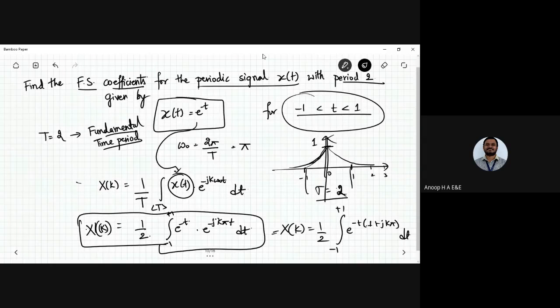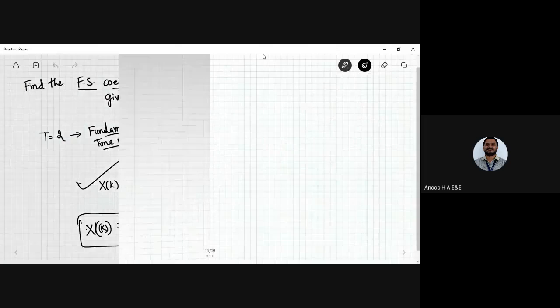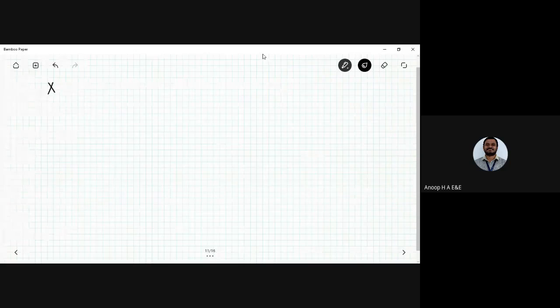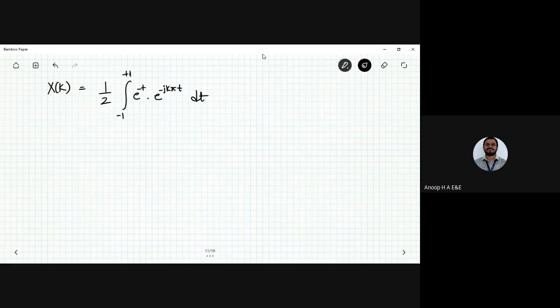From here on, it is with respect to mathematics only. Okay, so can you evaluate the limits and tell me the answer quickly? I'll write it here again. X of k would be equal to 1 divided by 2, integral from minus 1 to plus 1, e power minus t into e power minus j k pi t dt. Can you quickly evaluate the limits and get me the value of this integral?